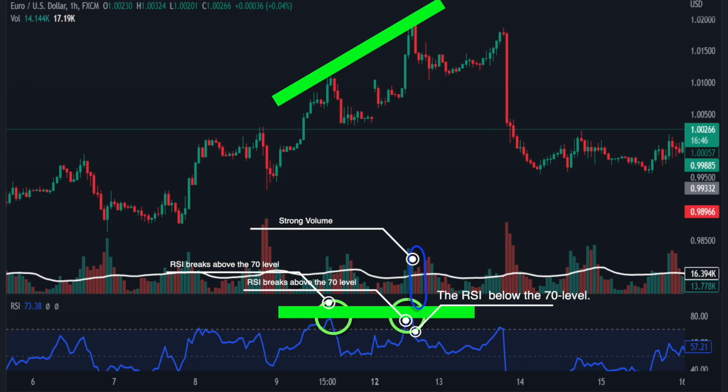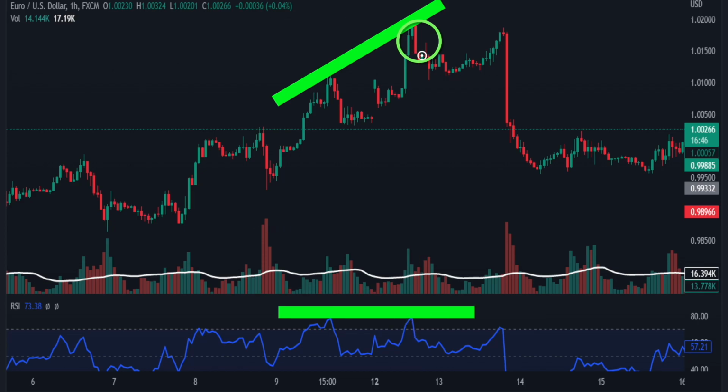We can enter this trade. We can also see that it formed a bearish engulfing pattern, which will add confirmation to this trade setup. Now for our entry position, we will put it at the candle close where the RSI crosses below the 70 level, in this case, this candle.